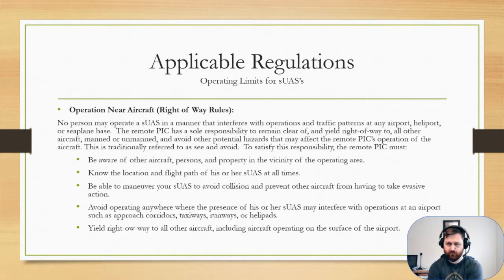To satisfy this responsibility, the remote PIC must do the following. Be aware of other aircraft, persons, and property in the vicinity of the operating area. Know the location and flight path of his or her sUAS at all times. Be able to maneuver your sUAS to avoid collision and prevent other aircraft from having to take evasive action. Avoid operating anywhere the presence of his or her sUAS may interfere with operations at an airport, such as approach corridors, taxiways, runways, or helipads, and yield right-of-way to all aircraft, including aircraft operating on the surface of the airport.